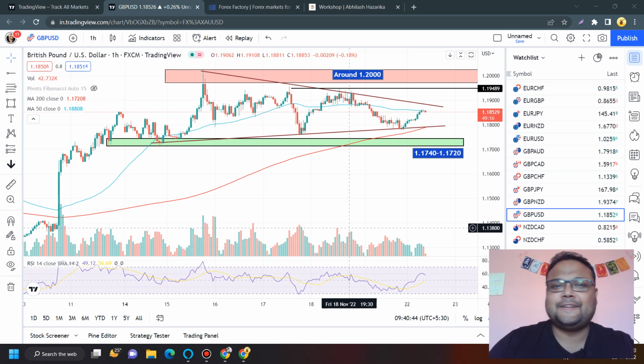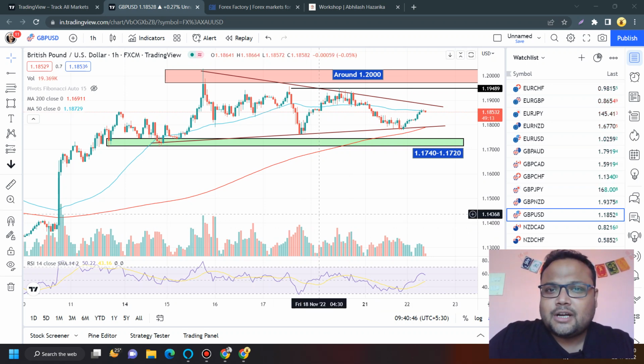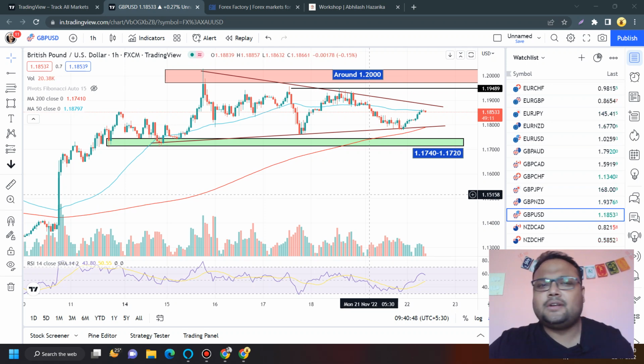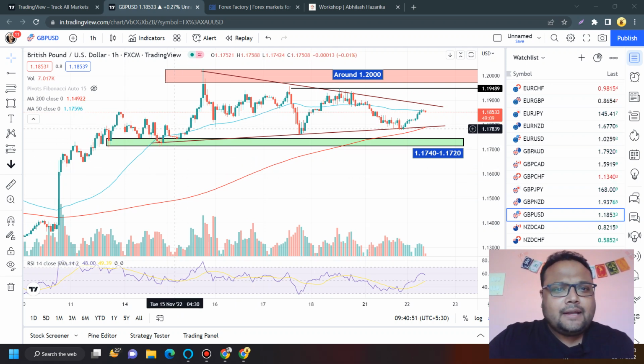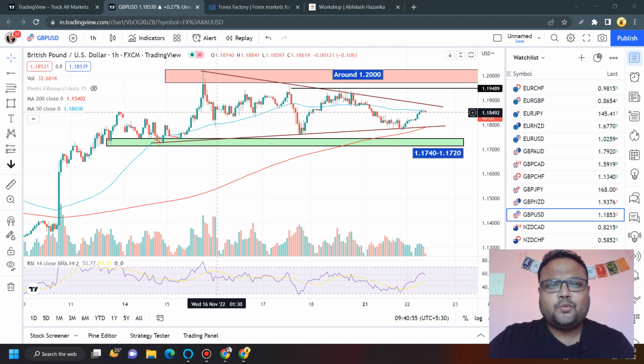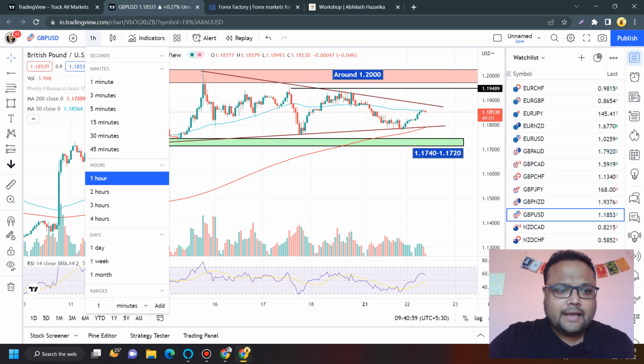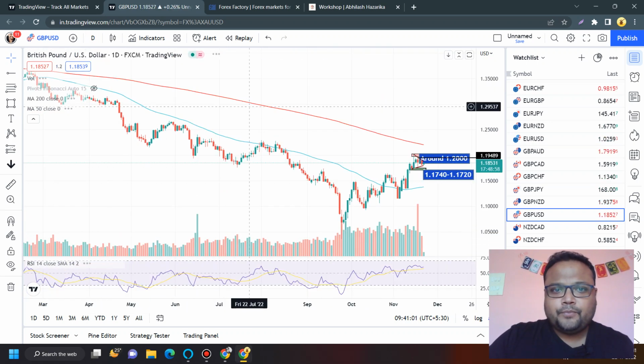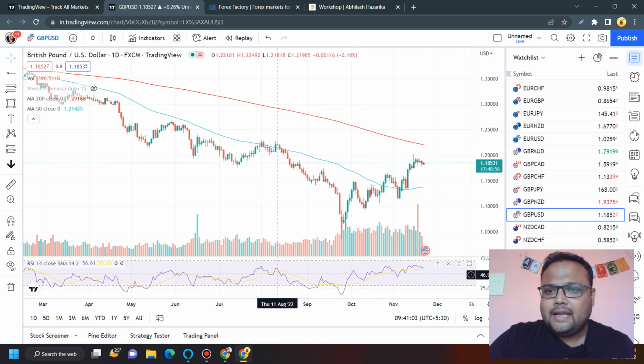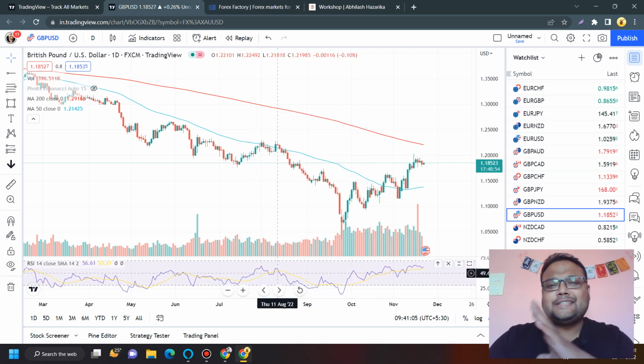So let's get started. This is the 1 hour chart of GBP USD in front of us. As you can see, the chart is not very convincing. We get to see a choppy market or a sideways kind of market. And if I take you to the daily time frame, then the daily time frame is also not giving us any clear sign.